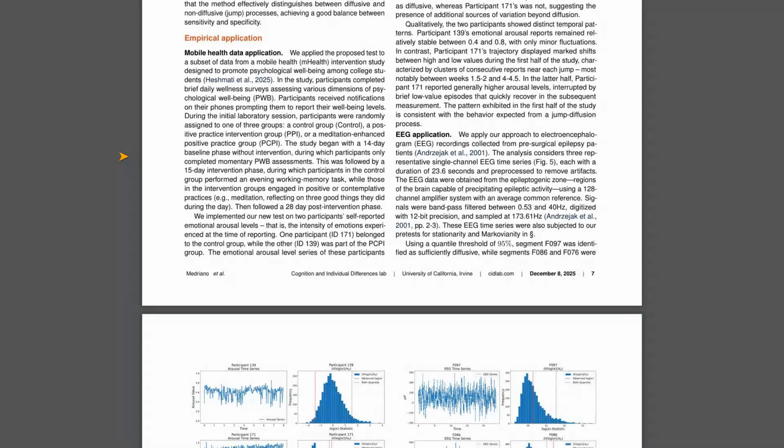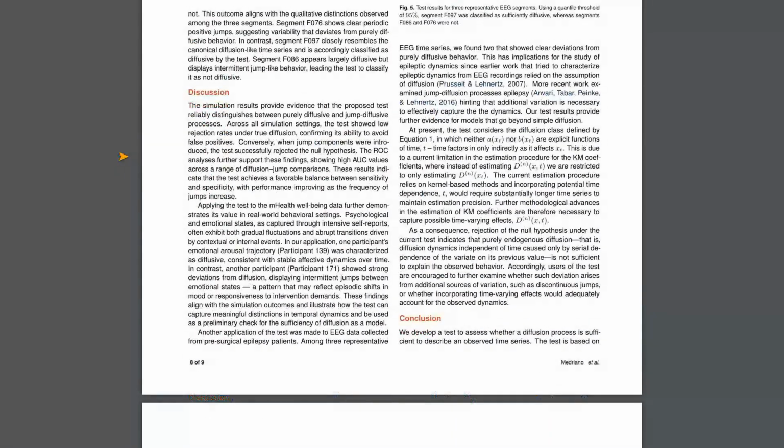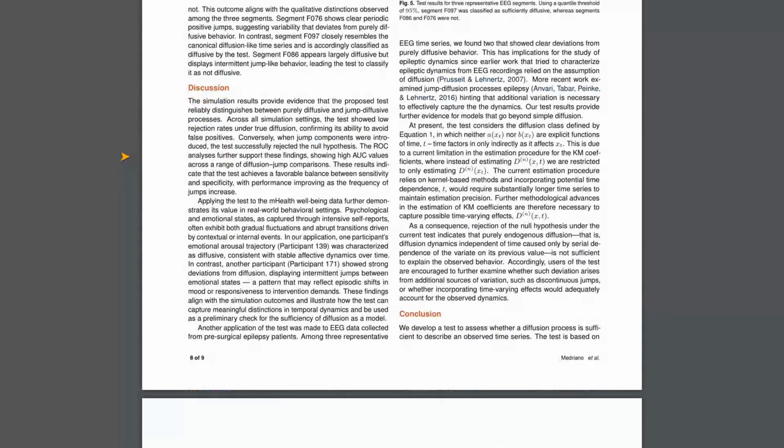Overall, this research is super exciting. It gives us a way to objectively assess if our assumptions about data being purely diffusive are correct. It's like having a scientific way to ask, is this just random bouncing around, or is there something more structured, maybe even dramatic, happening here? This could be super useful in everything from understanding human behavior and emotions to analyzing brain activity and even financial markets. It really highlights how important it is to check our model assumptions carefully, because the reality might be more complex and interesting than we initially thought.